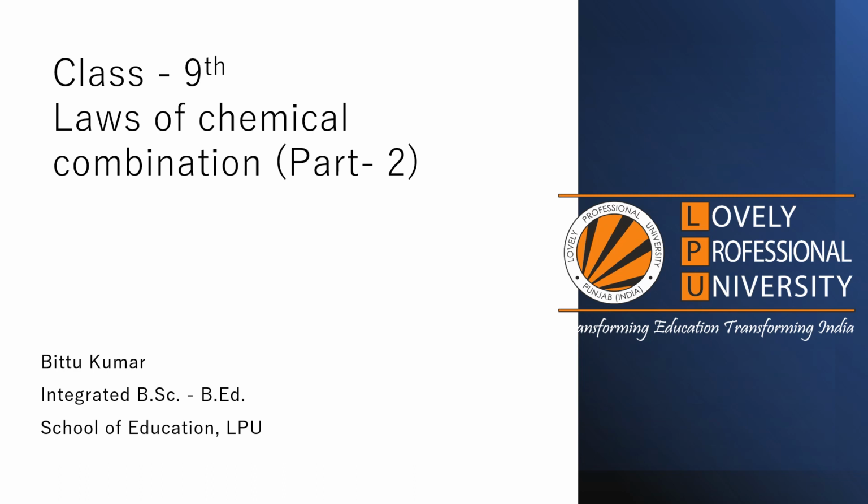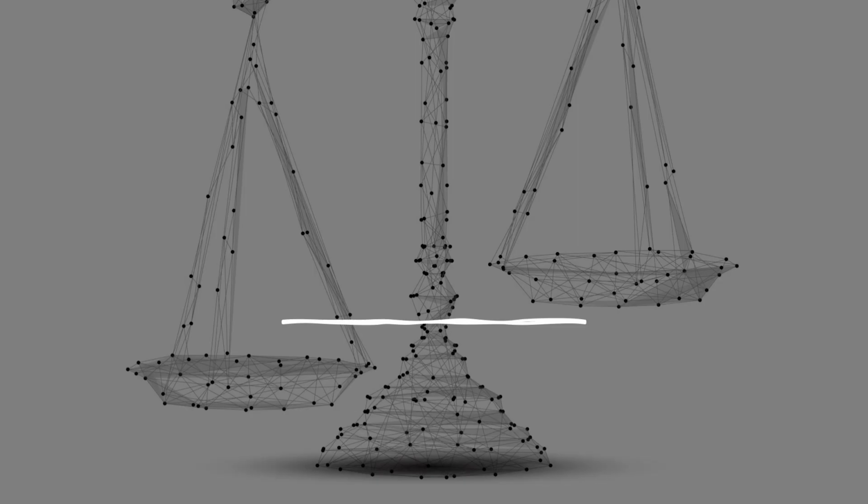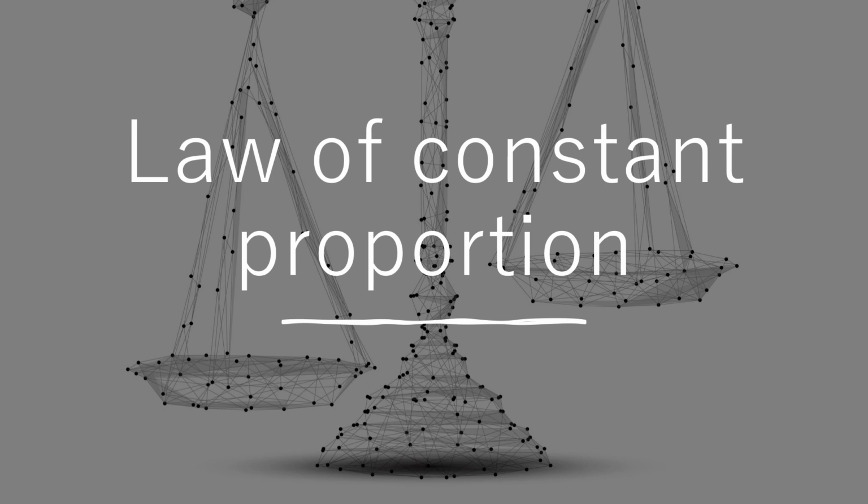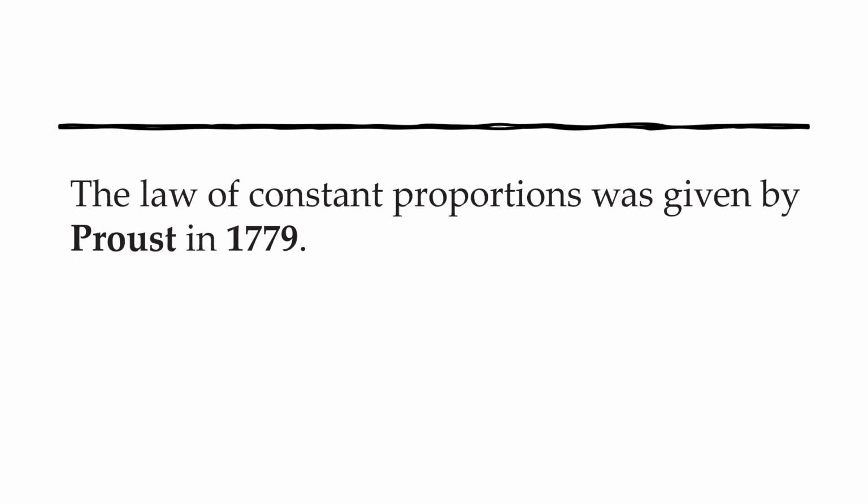Today we are going to start the science chapter of ninth class. Now we are going to see its second part, the law of chemical combinations. For today's video, our topic is the law of constant proportion. So here is the law of constant proportion. It was given by Proust in 1779.